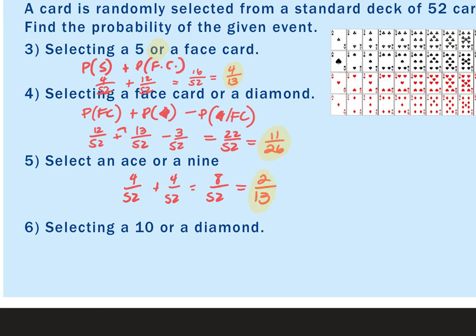And a 10 or a diamond, can it be both a 10 and a diamond? Yes, this is not mutually exclusive. So the probability it's a 10 is what? 4 out of 52. A diamond? 13 out of 52. A 10 that's a diamond, 1. So this is 17 minus 1, that's 16 out of 52, or 4/13.